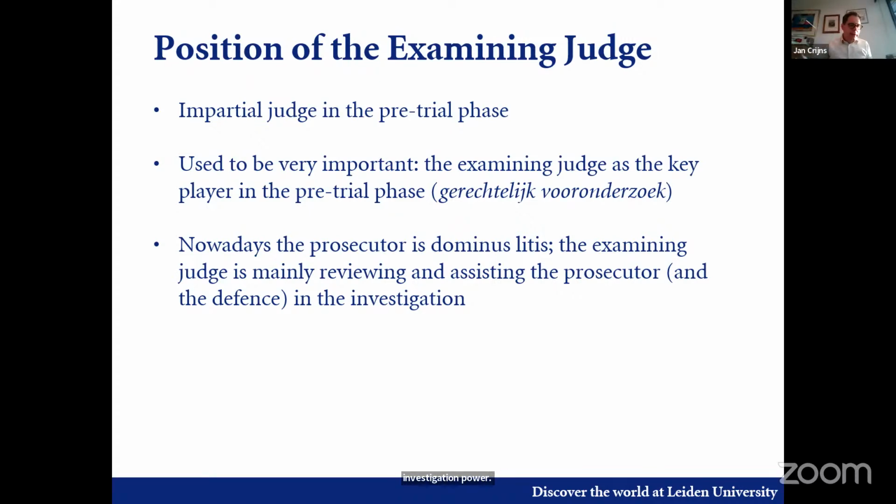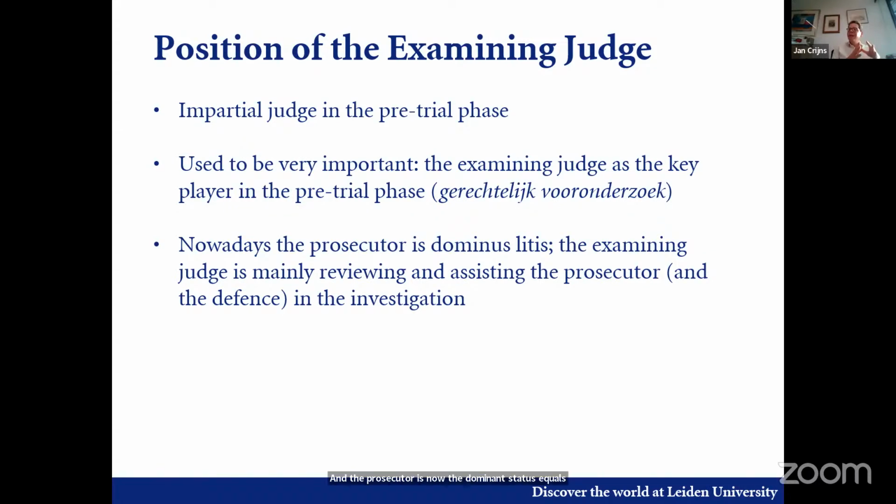Well, that is not the case anymore. As I showed you last lecture, the second lecture, the position of the public prosecutor increased significantly during the last decades. More and more investigation powers shifted from the impartial examining judge to the public prosecutor, and now most of the investigation powers can be ordered by the prosecutor himself. And the prosecutor is now the dominus litis.